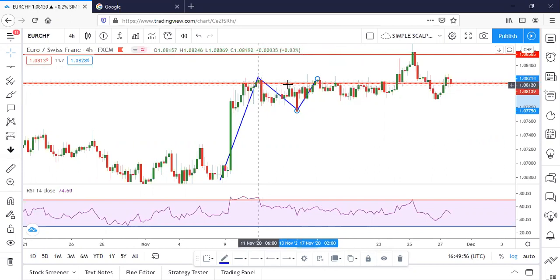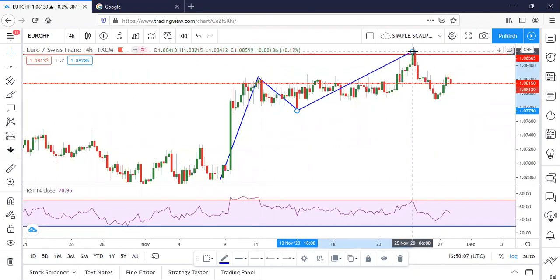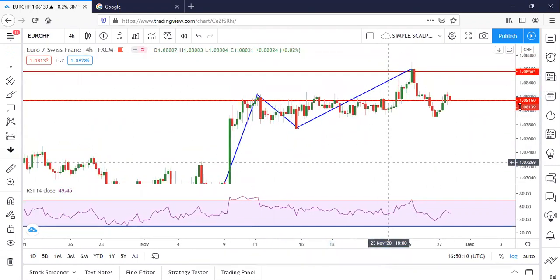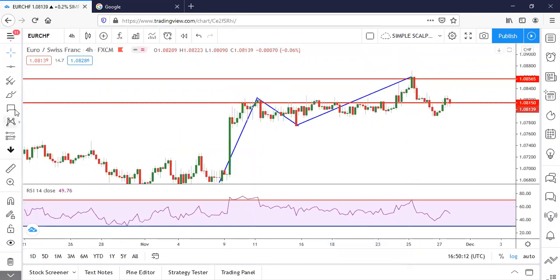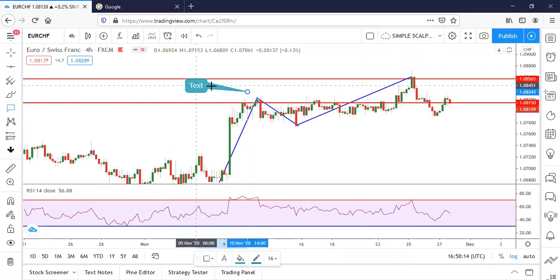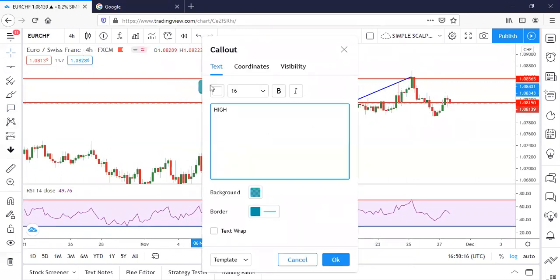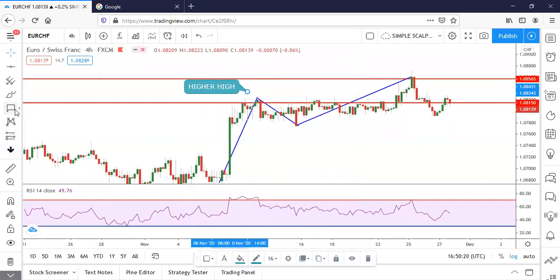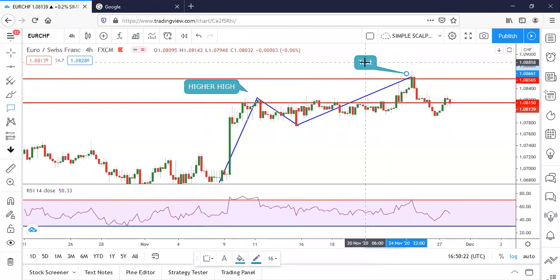This may be considered a double top. Okay, this is a double top, but I don't take that as divergence. Okay, I want to see this high being broken, and this high has been broken with this high. So you can see this is a high, this is a higher high, higher high, another higher high.